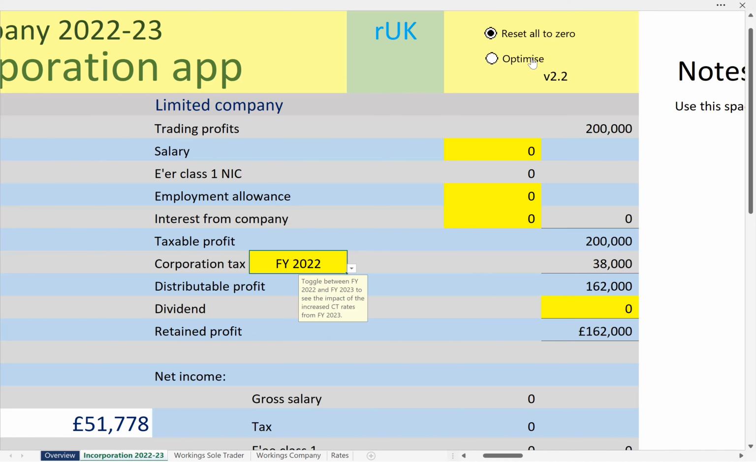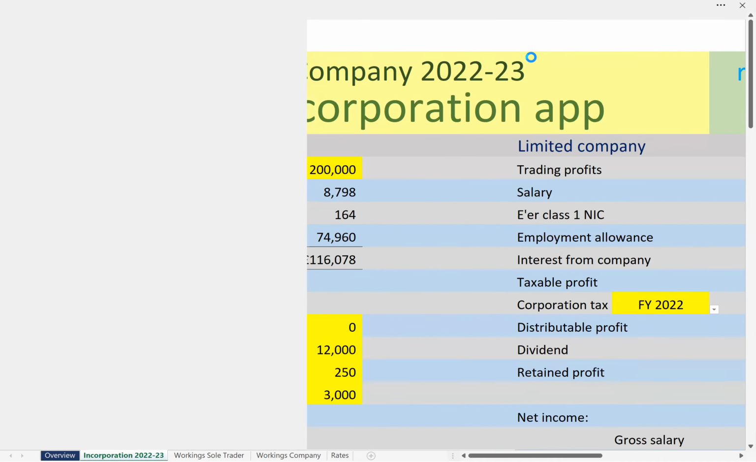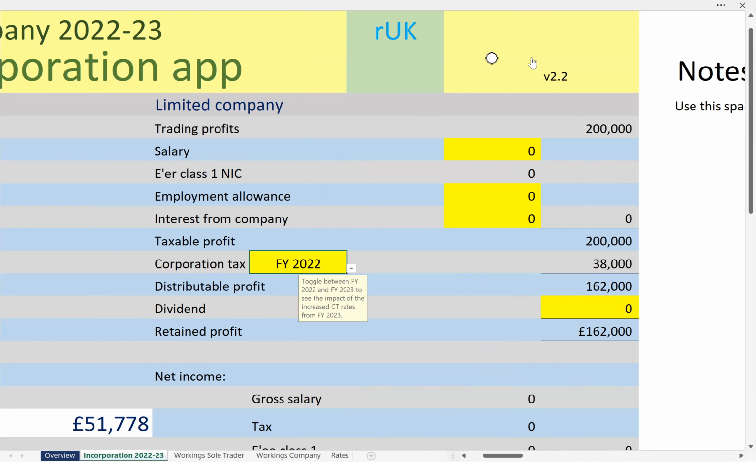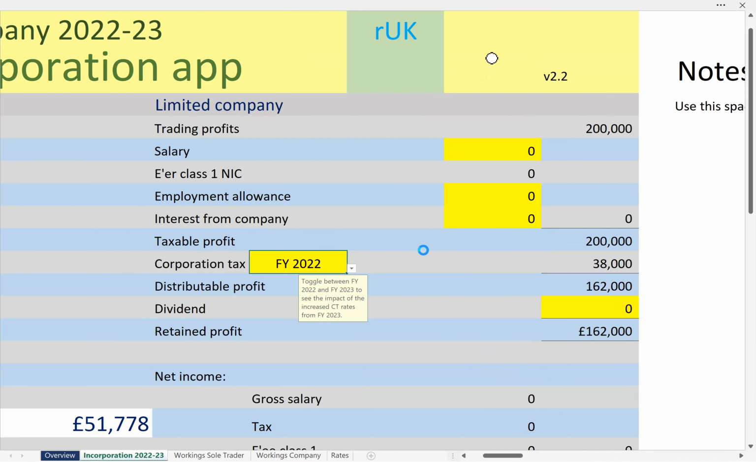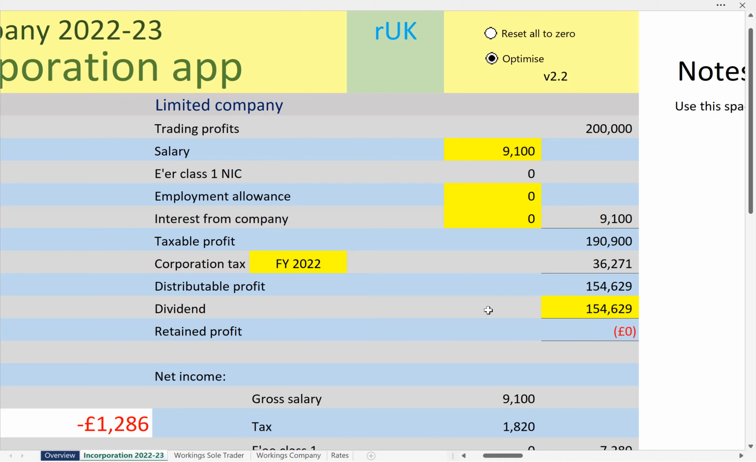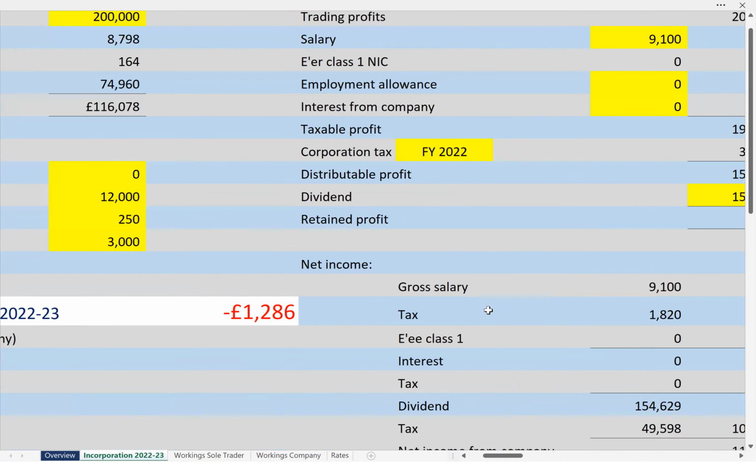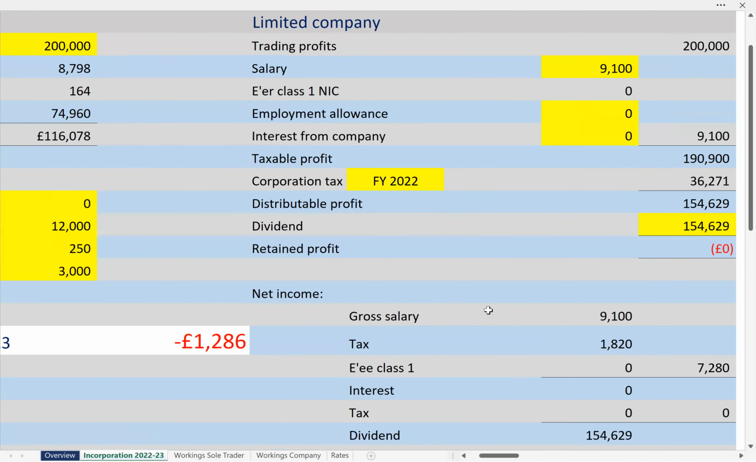Now, let's go back to this optimize function, and this will take a little while because in the background it's running through quite a complicated program. Oh, it's quicker than it was on my tax calculator, but never mind. What that's now doing is going to show me the optimal salary, 9,100, a figure that should be familiar, and then the dividends post-tax of 154,629, assuming that we are going to extract the entire net profit by way of dividend.